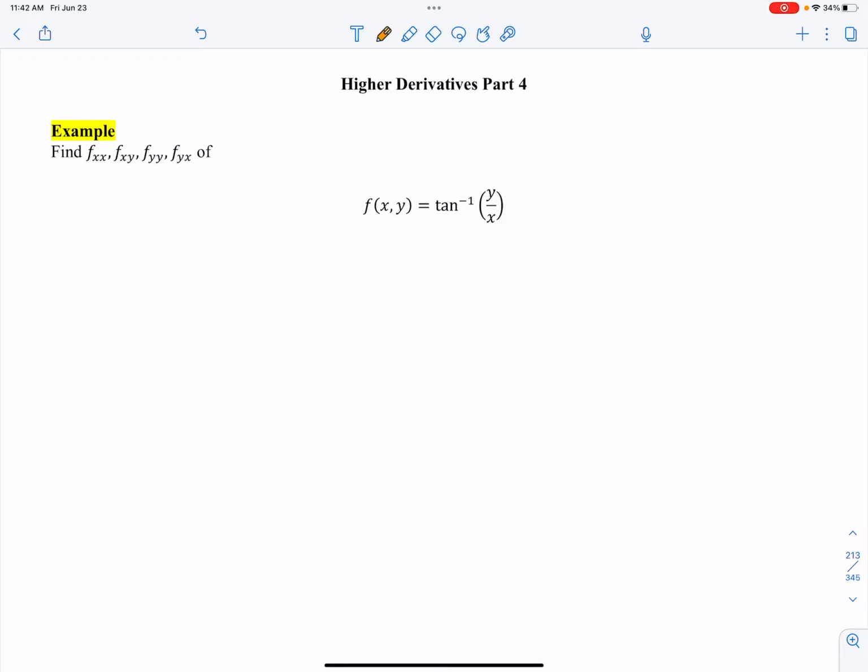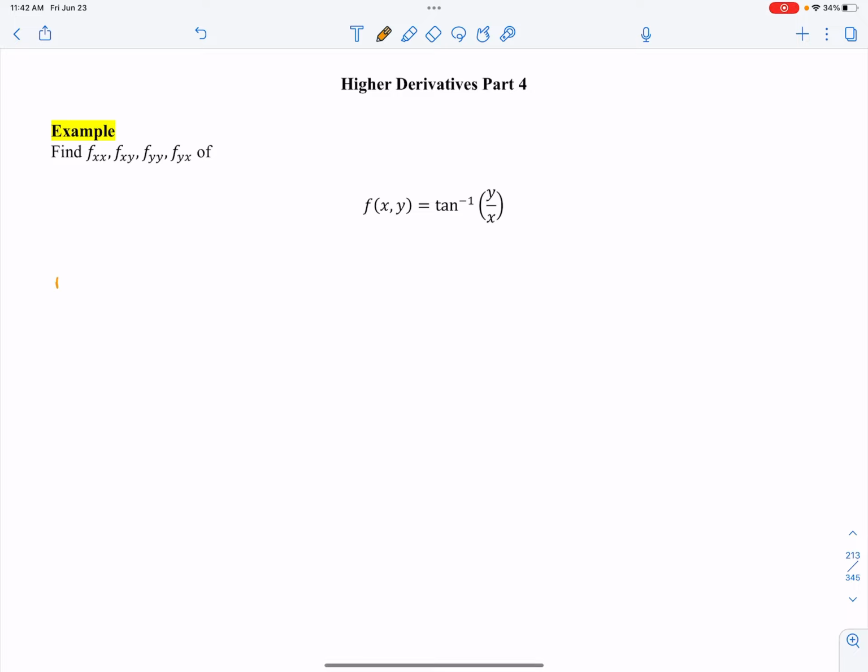In this video, we'll continue our discussion of higher partial derivatives by working out another example. All right, so we have this function. We have the inverse tan, which is going to make things gross, and then we also have a fraction inside that argument. It's just going to make things disgusting. All right, so we have those four mixed partials that we want to find.